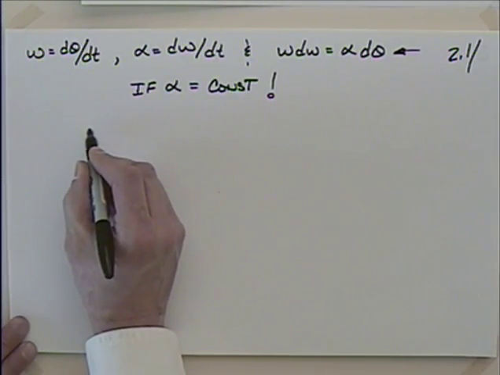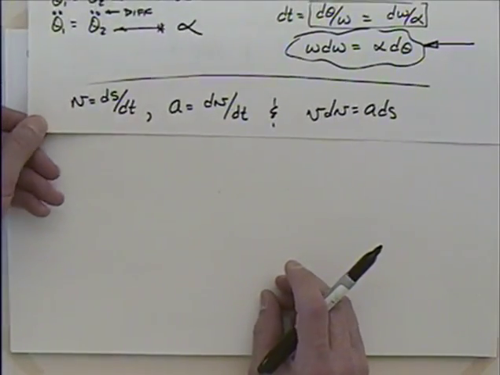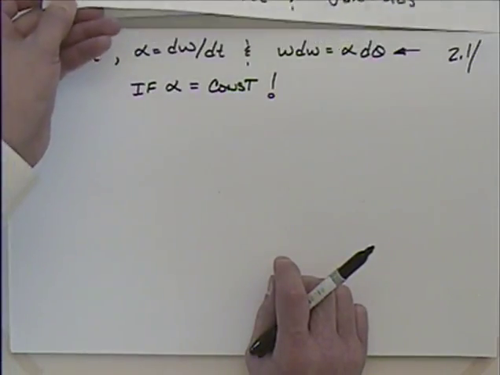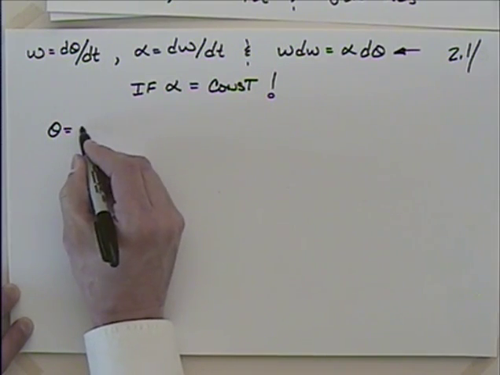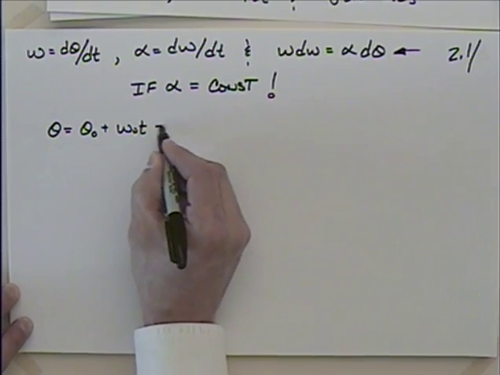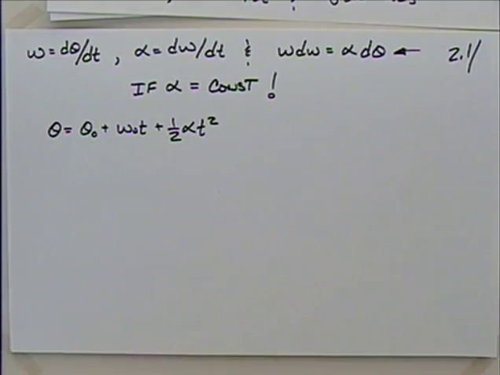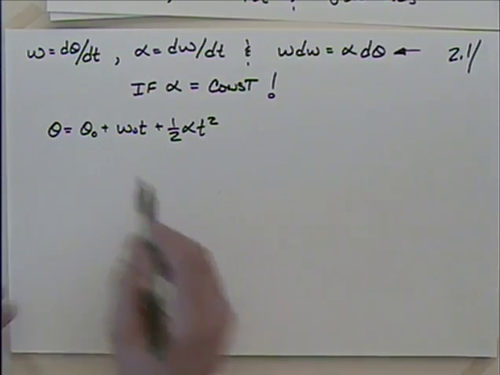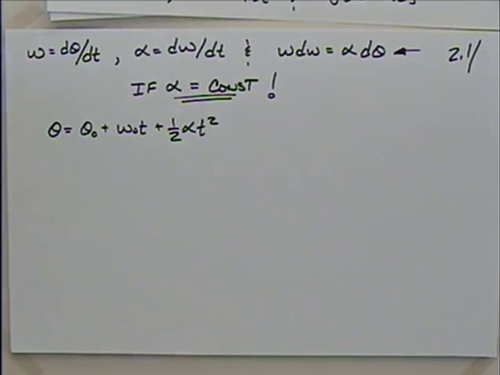I'm not going to go through the derivation of them because the derivation is exactly the same as our linear cases. You just change your variables and go back to your linear cases. So we could say that theta is equal to theta naught plus omega naught t plus 1/2 alpha t squared. That would be analogous to our s is equal to s naught plus v naught t plus 1/2 a t squared, right? Okay. And again, probably the most important thing to remember on this equation is this. Alpha has to be constant to use that.